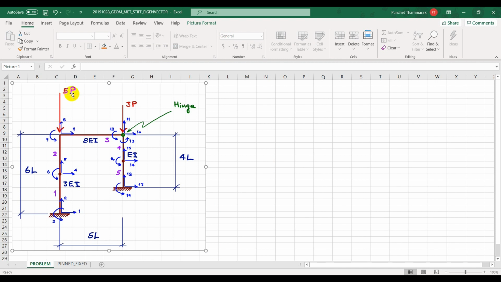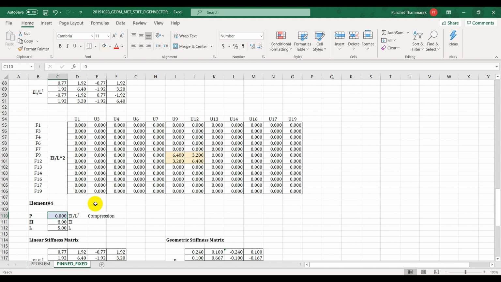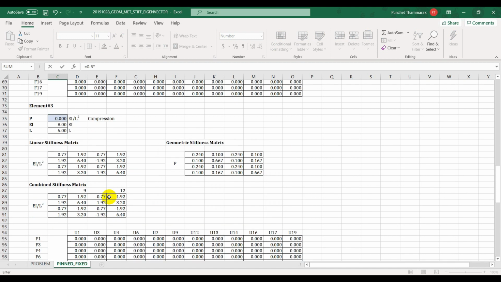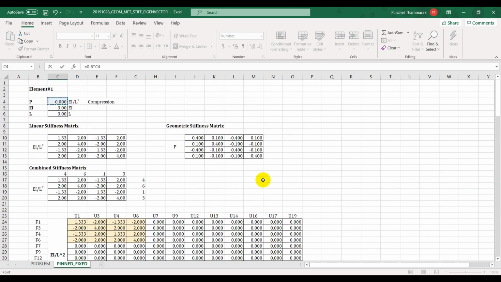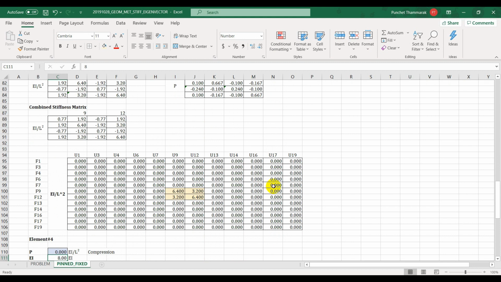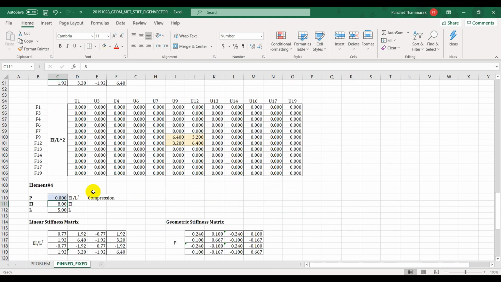If this is 5p, this is a fraction of 3 to 5, right? The load ratio is 3 to 5. So you multiply by 3 over 5 of this one in order to get this one. So we come here, and this is equal to 0.6 multiplied by element number 1, right? So if for element number 1 you put the 5 in, then you get the 3 for element number 4. Okay, just tie them up.